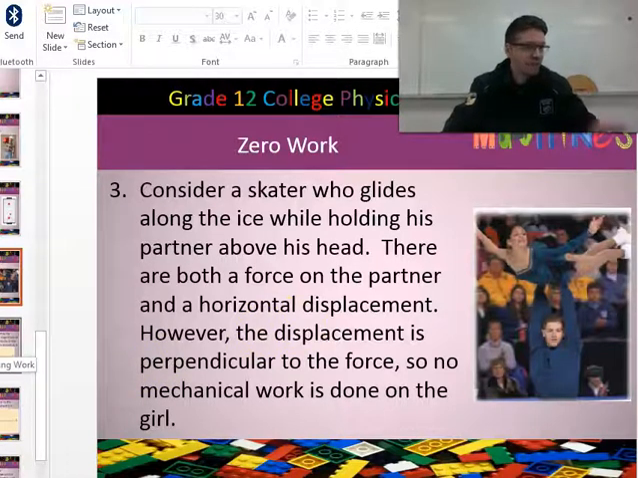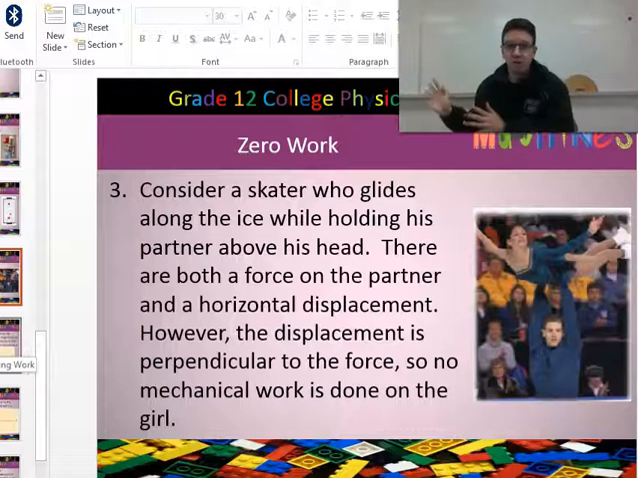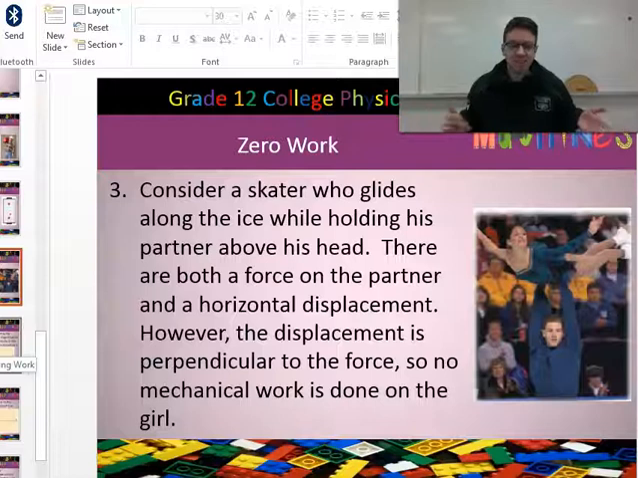Okay, I mean, there's other cases where you can have zero work. You can go up and say push against the wall. You may be applying a force, but in that case there is no displacement. So that's another case where you'd have zero work.